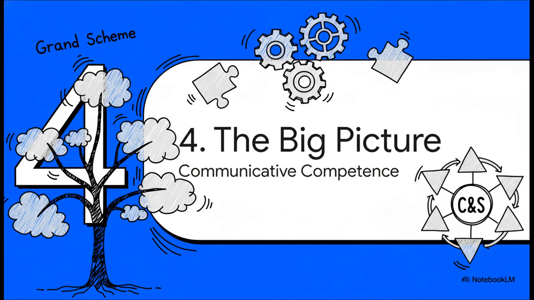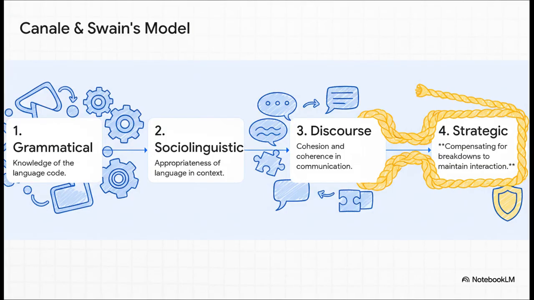So we've looked at all these little tactics, but where do they fit in the grand scheme of things? Well, remember Canale and Swain? Let's zoom out and look at their full model, because these strategies are a massive piece of the puzzle. Canale and Swain said that being a good communicator, having communicative competence, is about more than just knowing grammar rules. It's actually 4 things working together.